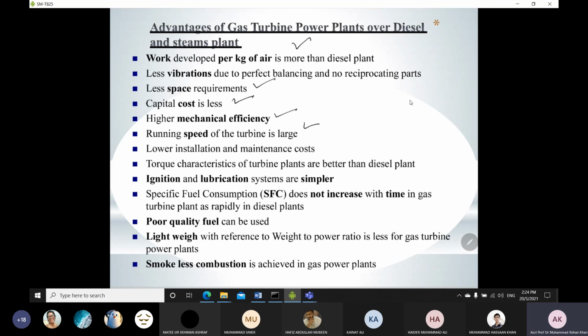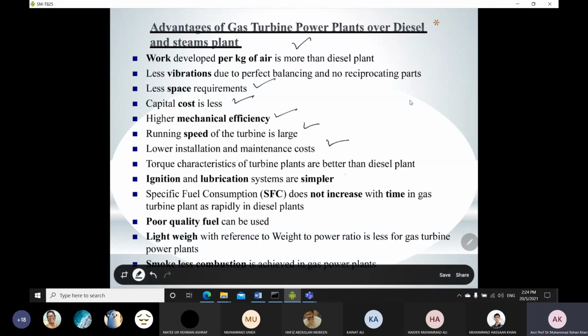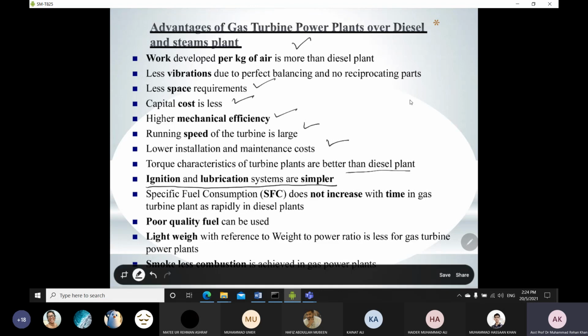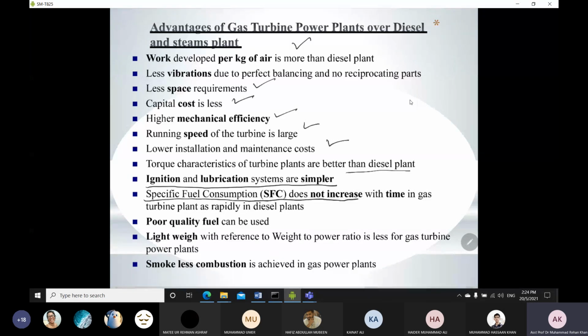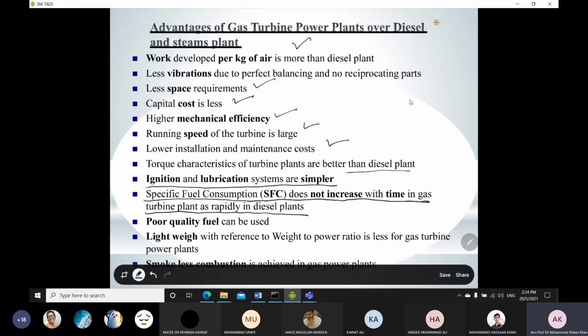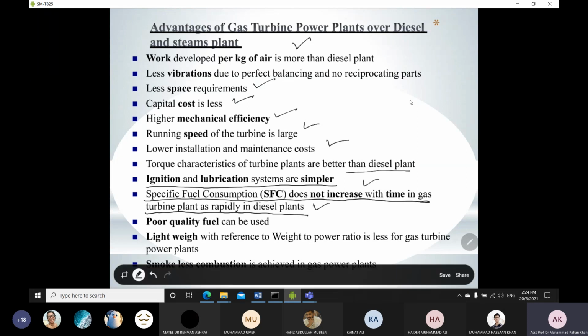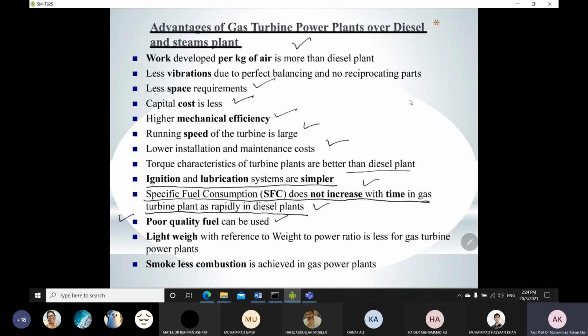Running speed of the turbine is large, and then low installation and maintenance cost of the gas turbines. Torque characteristics of the turbine plants are better than diesel plants. Ignition and lubrication system are simpler for the gas turbines. Then specific fuel consumption does not increase with time in a gas turbine plant as rapidly as in the diesel plant. Okay, so this means that whatever fuel we are using, the fuel burn per unit time does not increase with time in the gas turbine plant, as compared to the diesel plant or the steam power plants. Poor quality of fuel can be used.